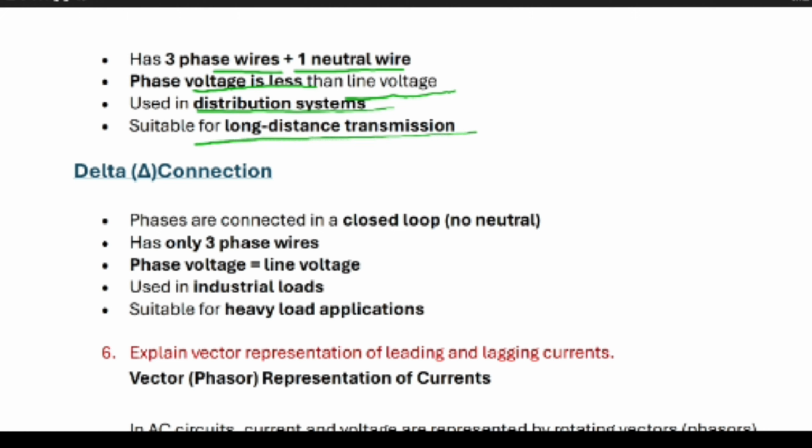Similarly, delta is represented by a triangle. It is connected in a closed loop. There is no neutral point. It has 3 phase wires and no neutral wire, and the phase voltage is equal to the line voltage. It is used for industrial loads and is suitable for heavy load applications.